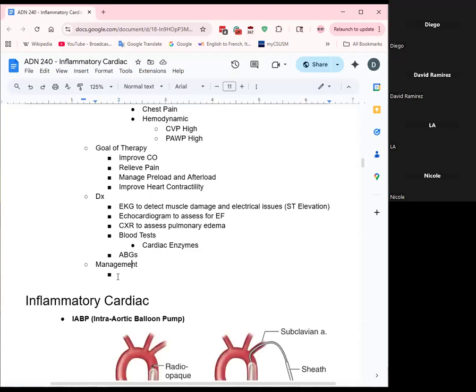Okay. And then for management, what do you guys think should be done? What are some of the things that come to mind? Well, we got to find a way to get the fluid out, right? So, depending on the blood pressure, we could give diuretics, vasodilators, or something.